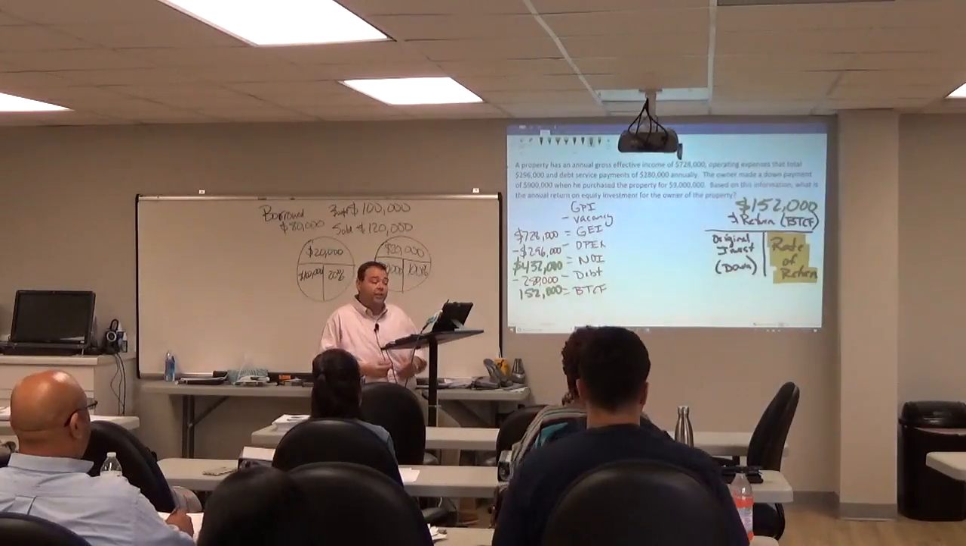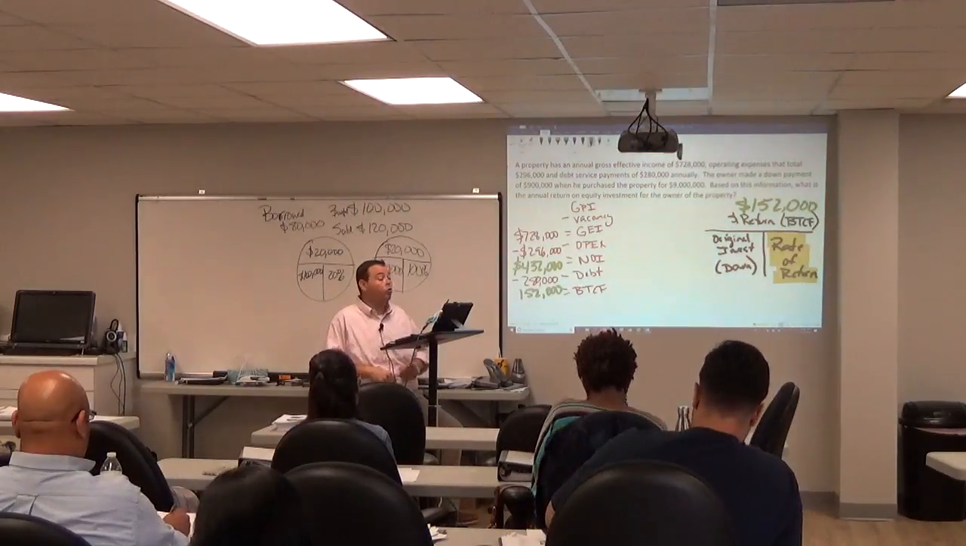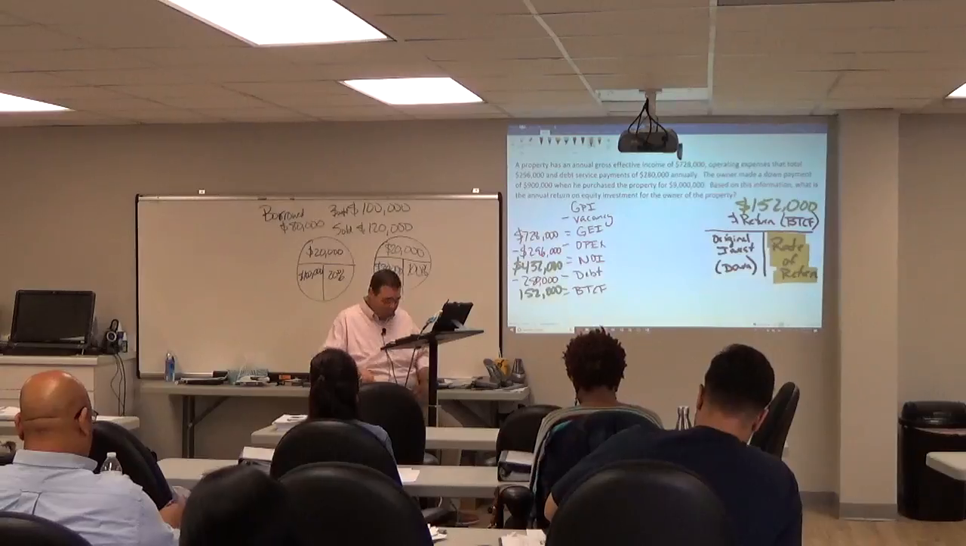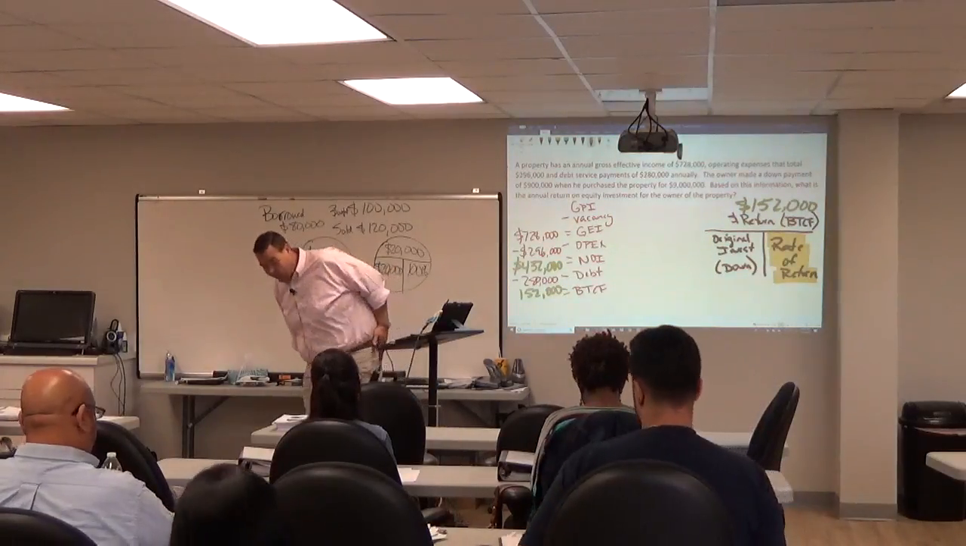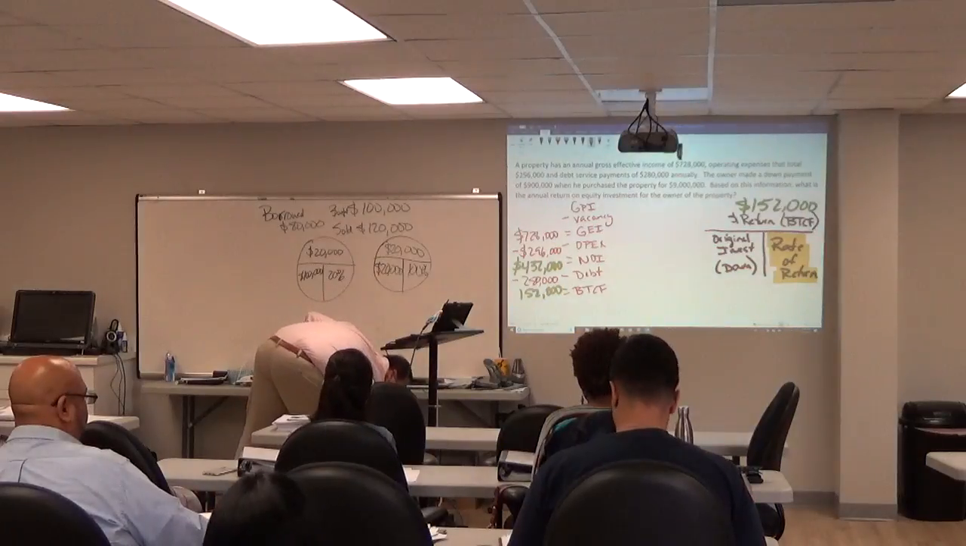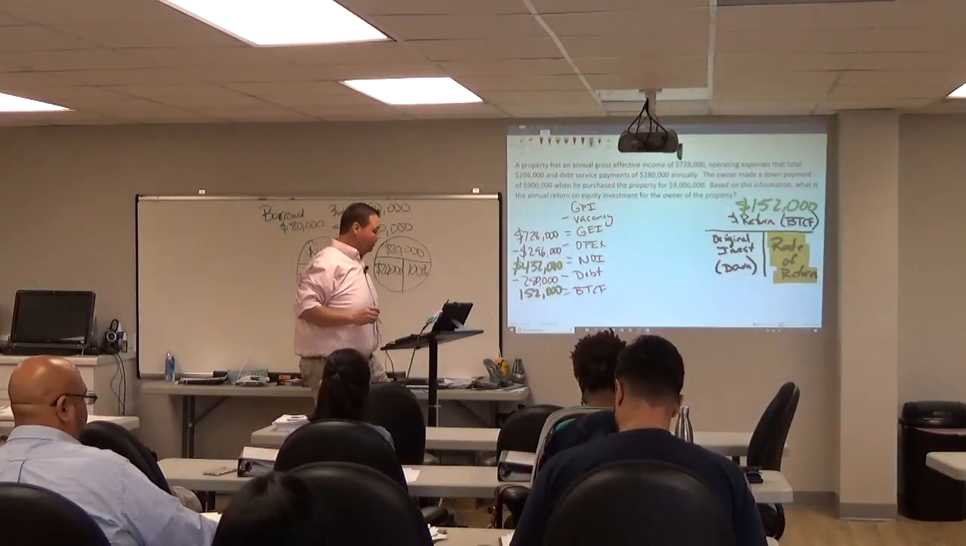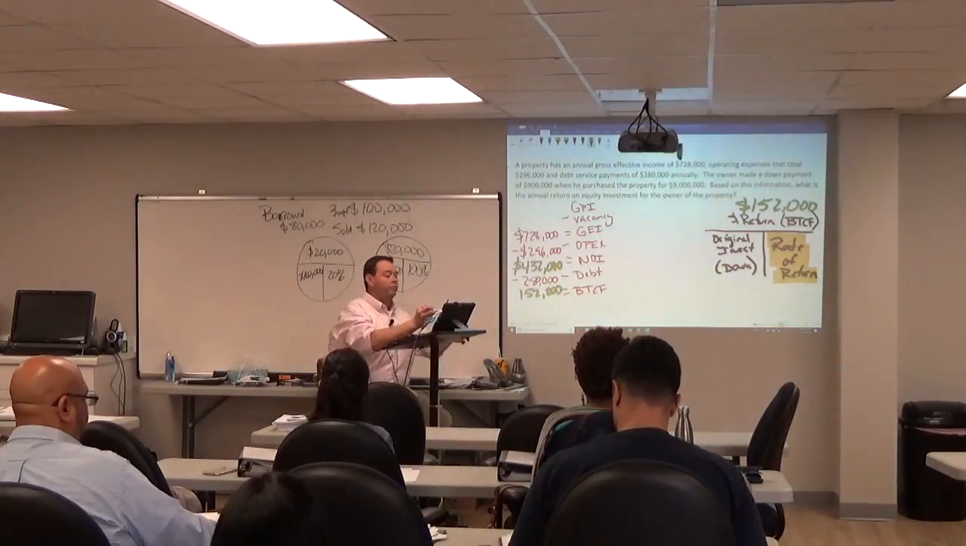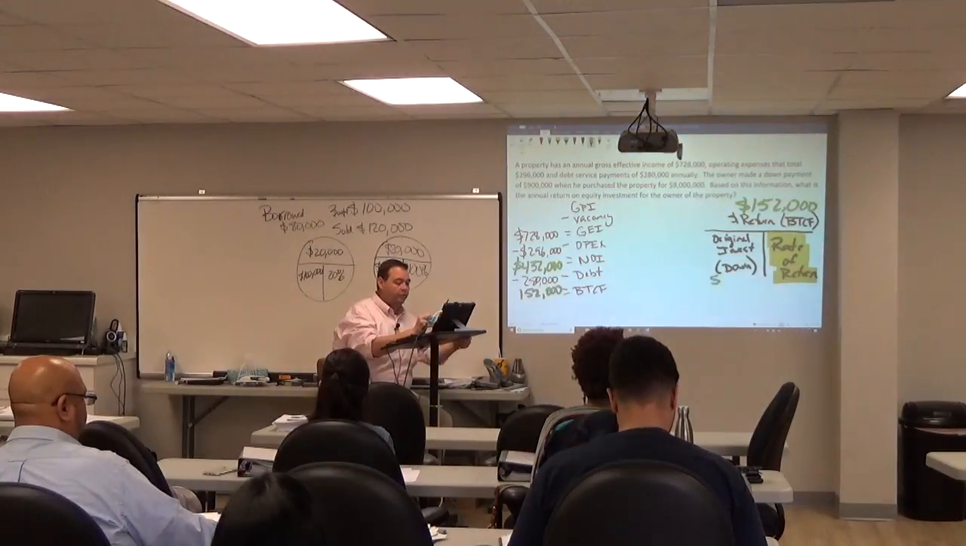Now the only other thing I need to know is my original investment. It says the owner made a down payment of $900,000 when he purchased the property for $9 million. Which one of those two numbers do I care about? I care about the down payment. So my original investment is $900,000.